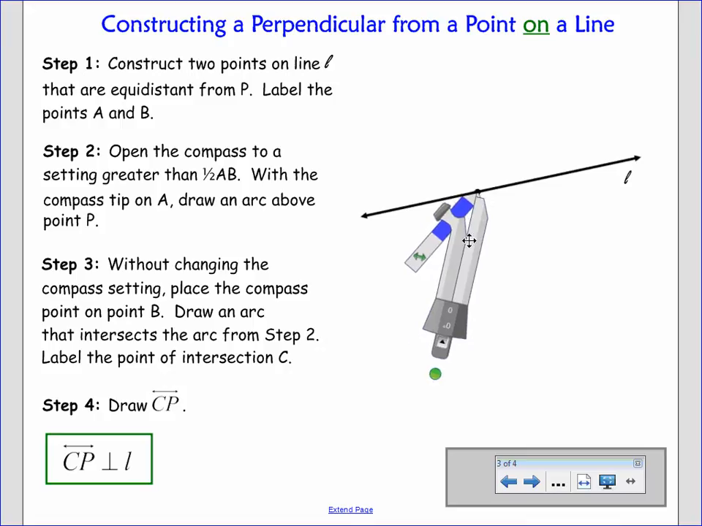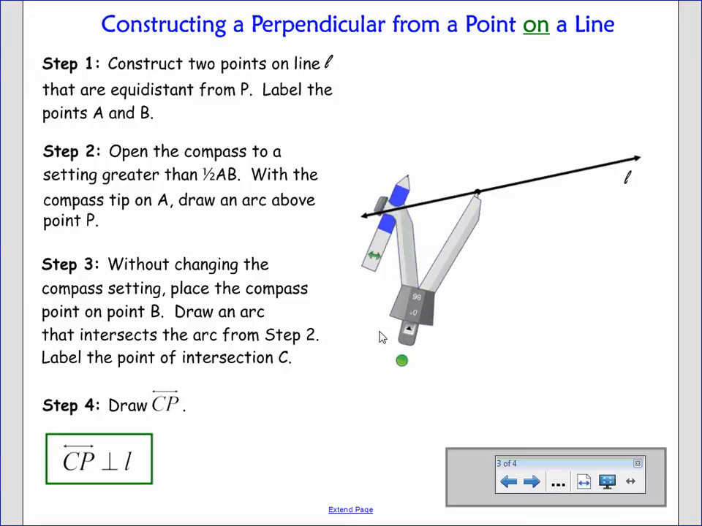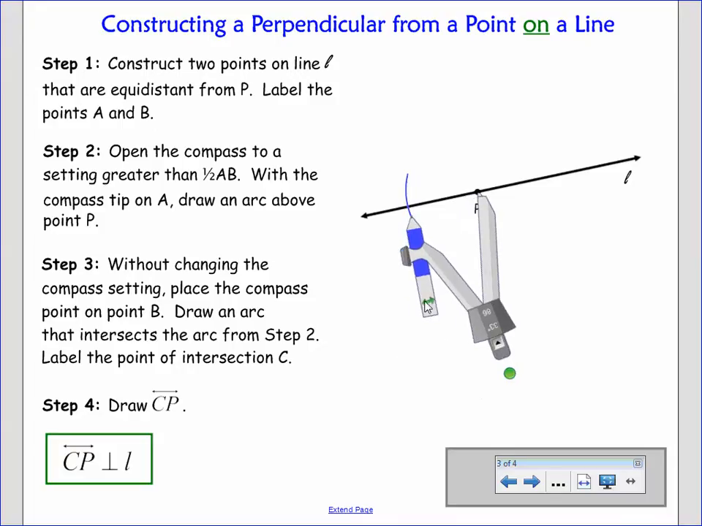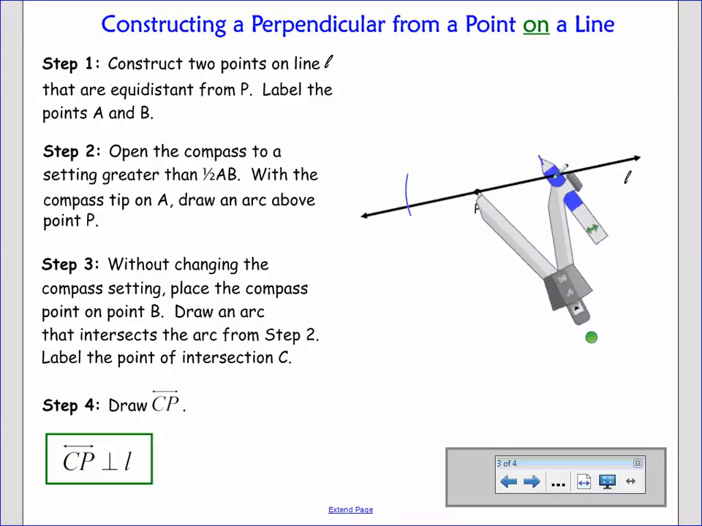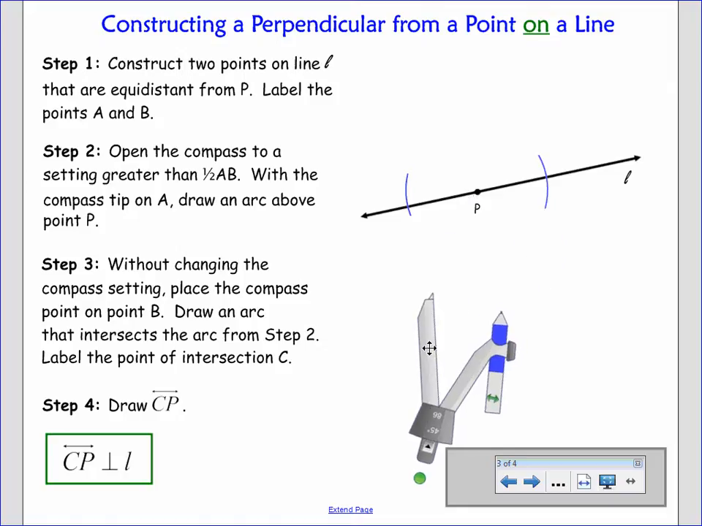So I'm going to move my compass up, extend it out. This looks like a good distance, once to the left, and that same distance to the right. What's nice about these two intersection points is that they are equidistant from P. This is nice because now P actually is the midpoint of a segment that I have, which is how we normally did a perpendicular bisector.